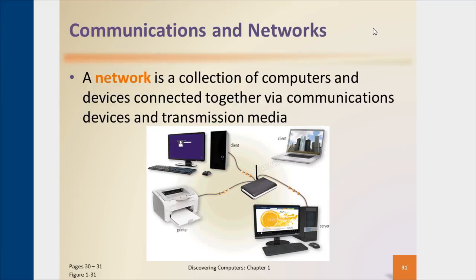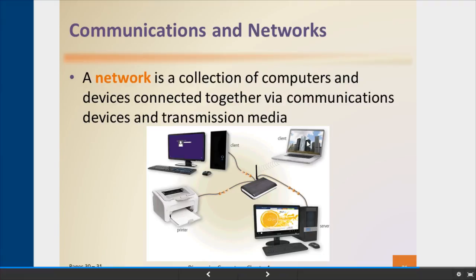Again, we already talked about this just a moment ago, but a network is a collection of computers and devices connected together via communication devices and transmission media. So in this example, we have our various collection of computers: our laptop client, a server, a printer, a client. So these are all the computers, and our device is a centralized device here. In this particular case, it looks like probably a wireless modem. So it has a wireless antenna, the modem itself. So this is our device, and then connected together via communications devices and transmission media.